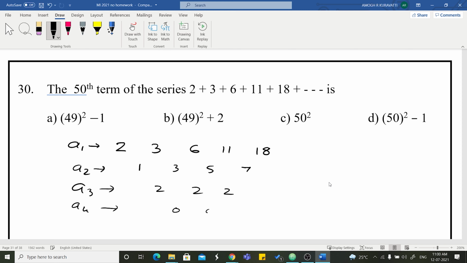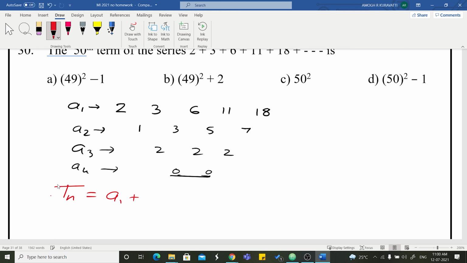So therefore, for the 50th term, you know the nth term formula. Tn is equal to A1 plus A2 into n minus 1 plus A3 into n minus 1 into n minus 2 by 2 factorial, plus A4 is 0 and so on. Now the question is to find T50.